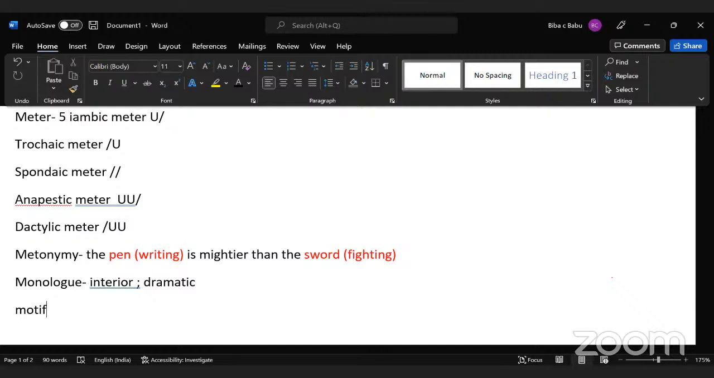Okay, that is dramatic monologue. Interior monologue: the person won't be talking, but the internal workings of the mind is described through the words. Understood? Good. Yes, ma'am. Understood.